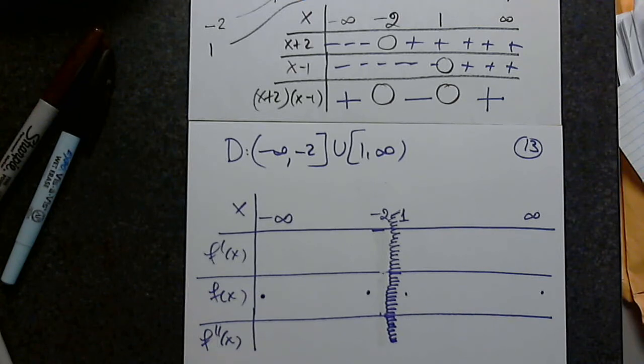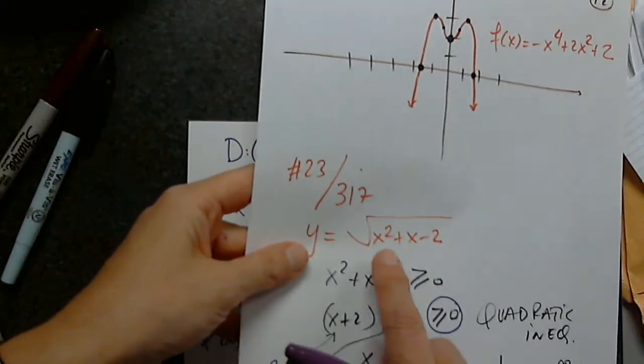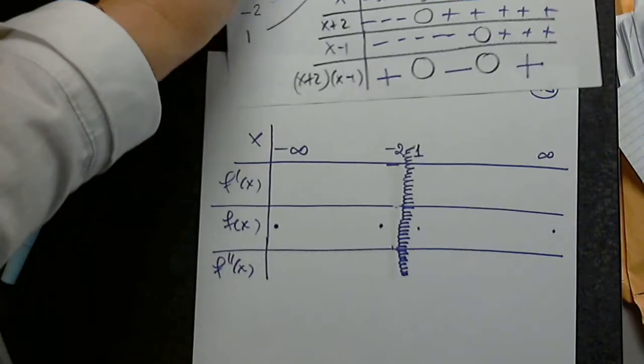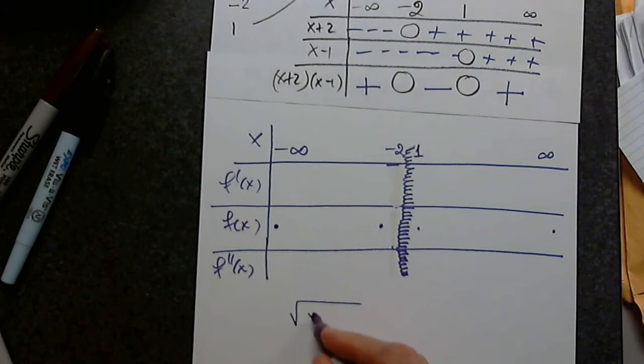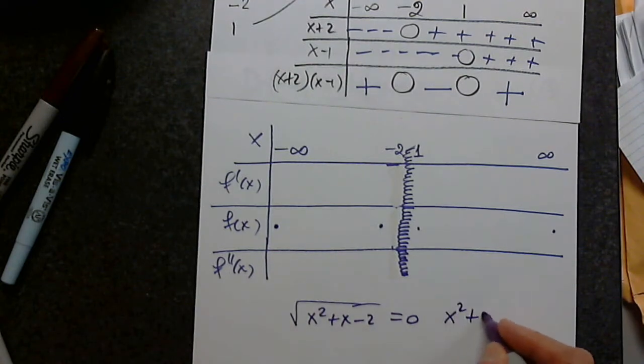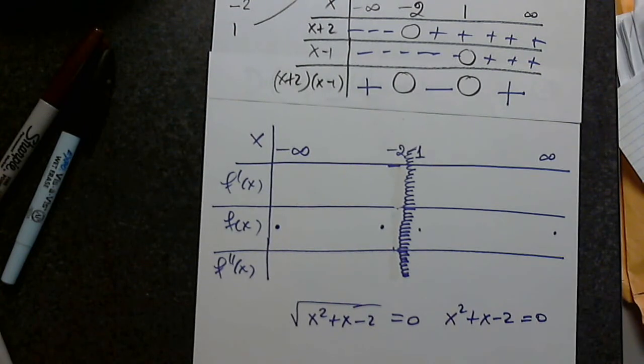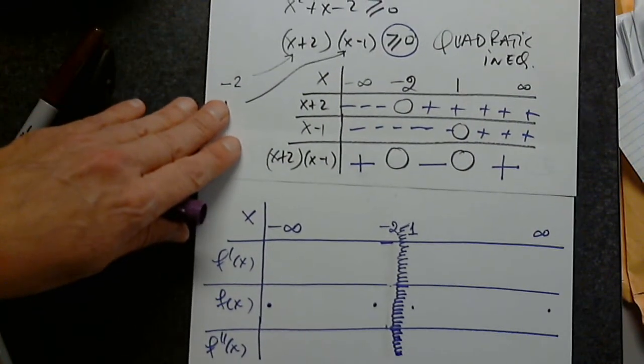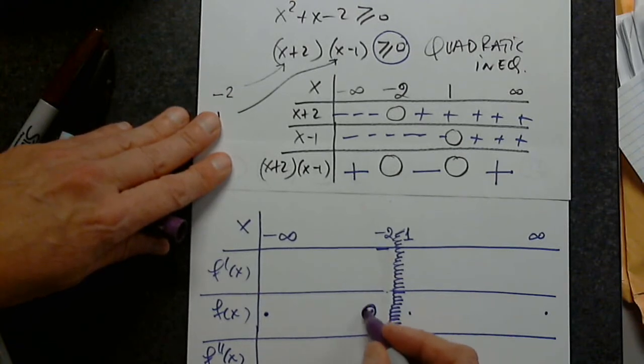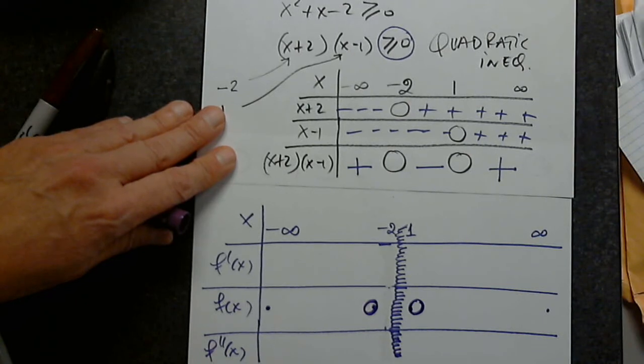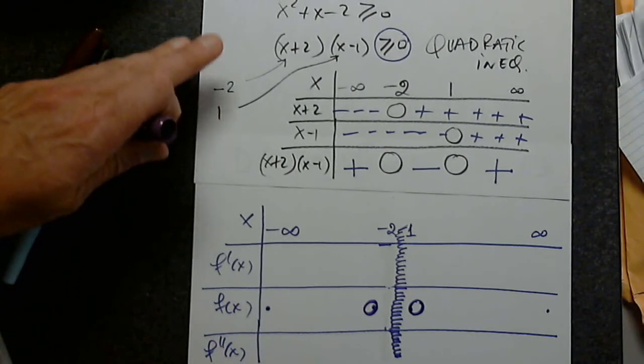But I know that the function will be 0 when the quantity under the square root is 0. So the square root of x squared plus x minus 2 will be 0 when x squared plus x minus 2 is 0. Yeah. And I just determined them right here and right here at negative 2 and 1. Is that correct? Okay, perfect.